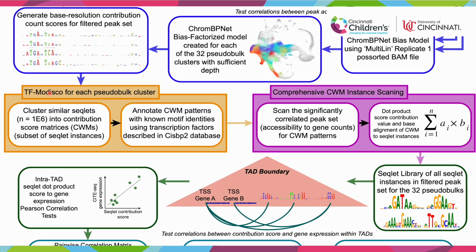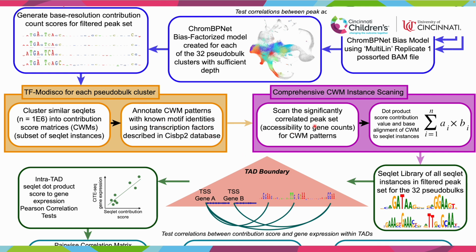We can then aggregate each of the common Seqlets, or short regions of base resolution contribution scores, into contribution weight matrices. So these are clusters of Seqlet identified regions that have similar motif patterns. We can then annotate those CWM patterns using known motif annotations from the SysBP2 database, which allows us to link the transcription factor identity to the base resolution contribution sites.